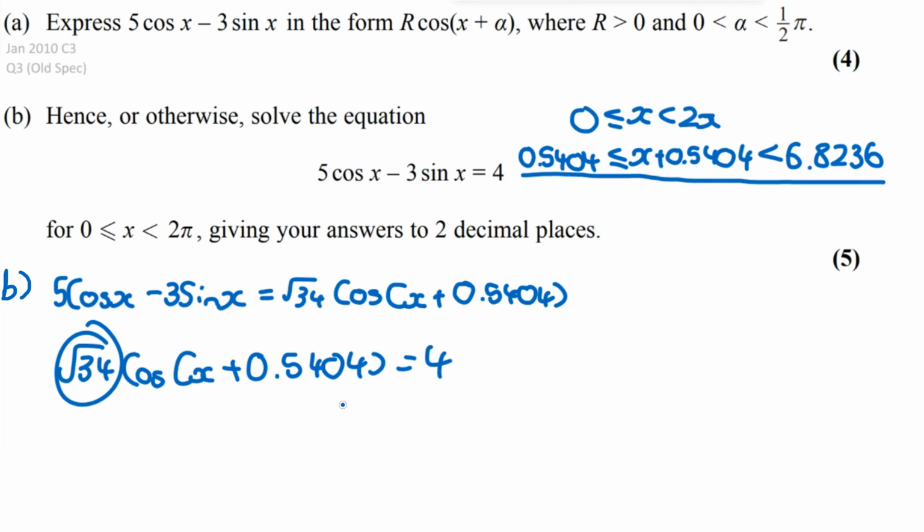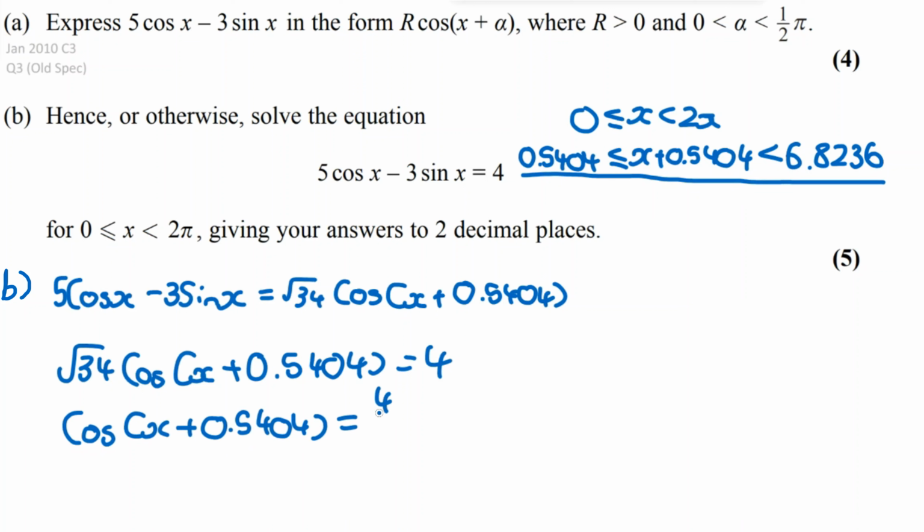So firstly, move the root 34 onto the other side by dividing everything by root 34. So this becomes cos of x plus 0.5404, which is equal to 4 over root 34 like this. And then firstly, we're going to take the inverse cos of 4 over root 34 using our calculator.